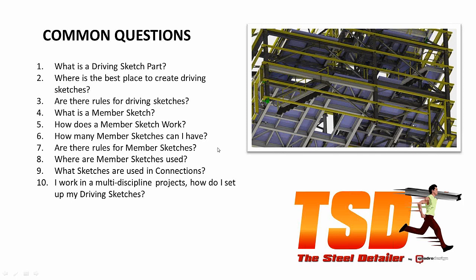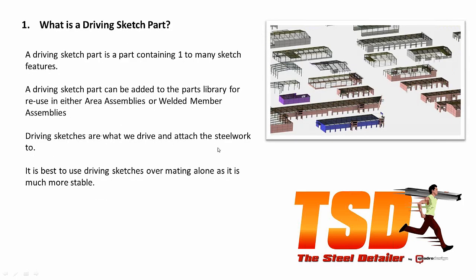So I guess the first question is what is a driving sketch part? A driving sketch part contains one-to-many sketch features. So it means you may have just one sketch feature with a sketch in it, or lots, and you can put that in one part. Now, a driving sketch part can be added to the parts library so that you can reuse it over and over again in your projects, anything from trusses or even just down to setting up basic grids for buildings and things like that. Now, driving sketches are what we drive and attach the steelwork to. So we put all our steelwork on this frame, and we can change dimensions that will move the steelwork around.